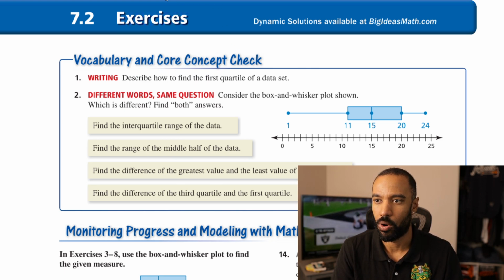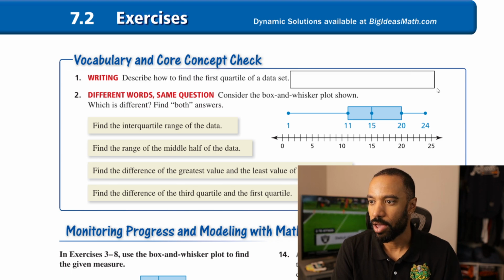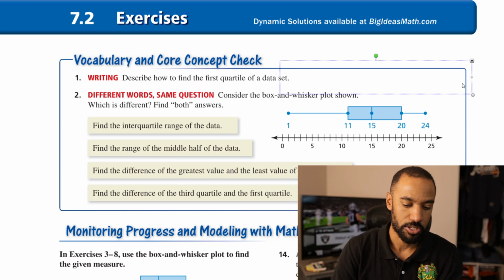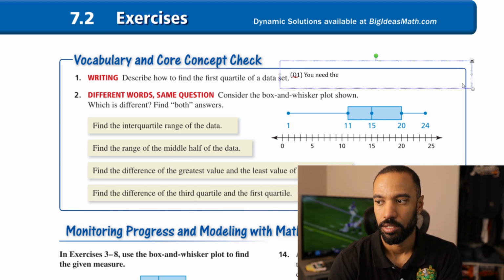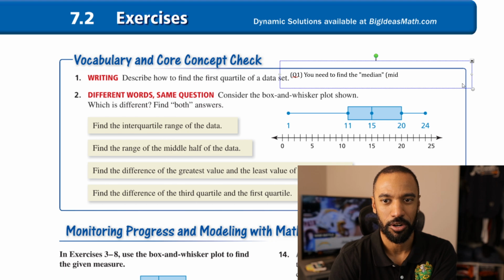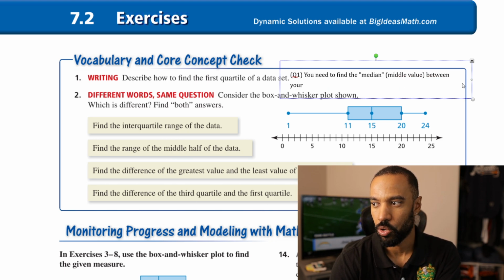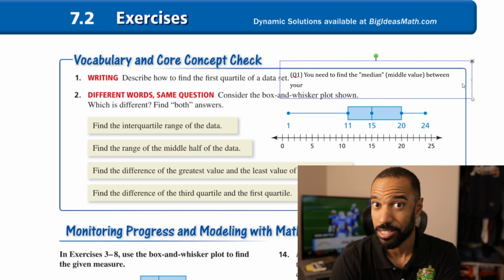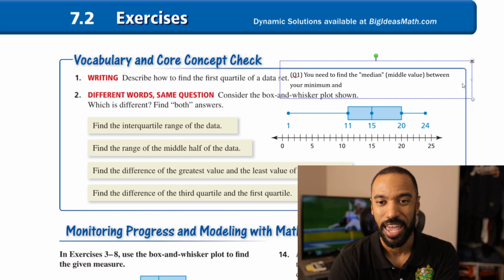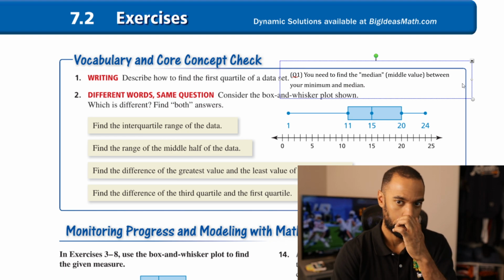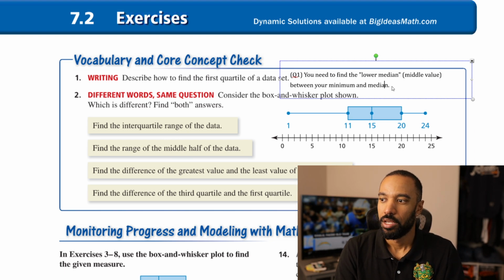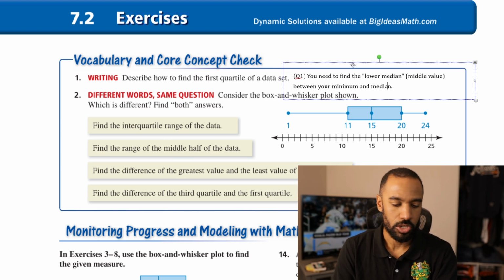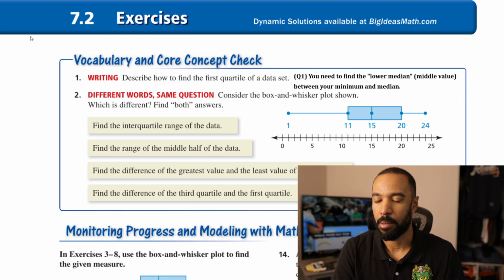Describe how to find the first quartile of a data set. The first quartile is the Q1. You need to find the median, and I'm quoting this, the median, the middle value between your least value, minimum, and median. So here, I'll call it a lower median. The lower median, the middle value there. So, right, halfway between. Now, they didn't do extra versions of this, and I'm actually going to pause for a second to find it to be sure.